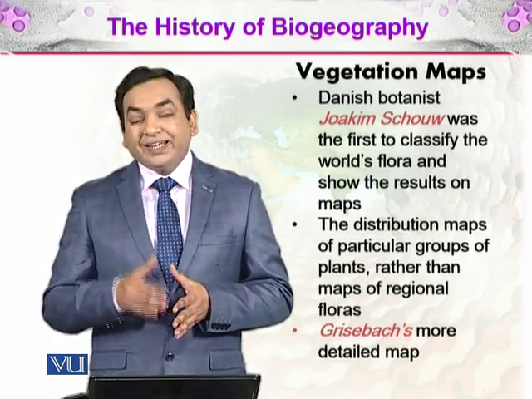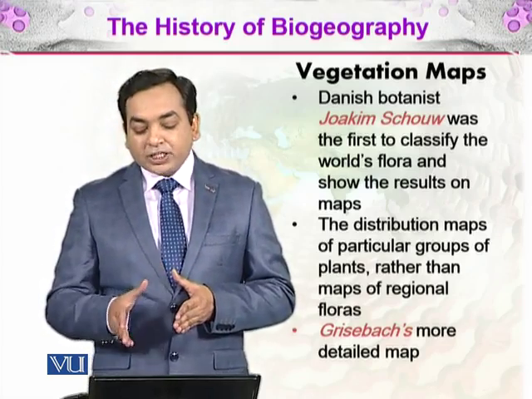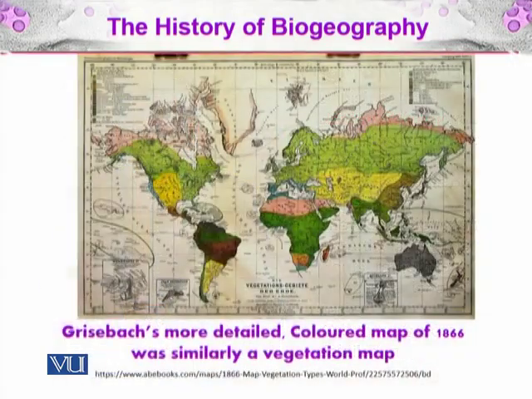Then there is a much more detailed map by Grisebach, which you can see in the next slide. Here you can see Grisebach's more detailed color map of 1866, which was simply a vegetation map. It is just a piece of history, a map showing the different vegetation present at that time, according to Grisebach's knowledge in 1866. In a way, we can see that biogeography, or phytogeography, was developing more and more. Knowledge was accumulating about the number and types of species, and people were arranging those species according to geographical data.